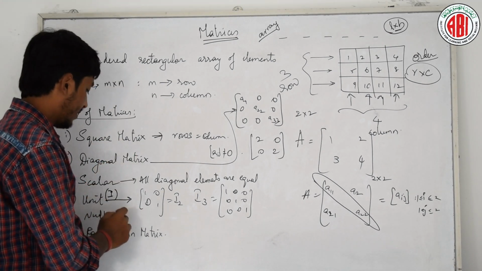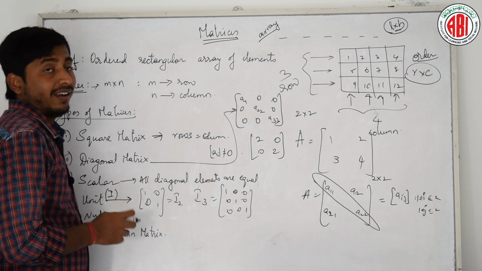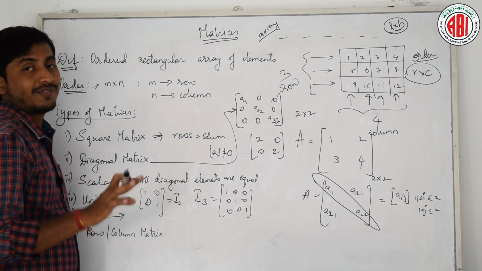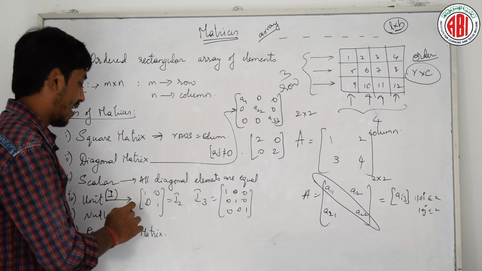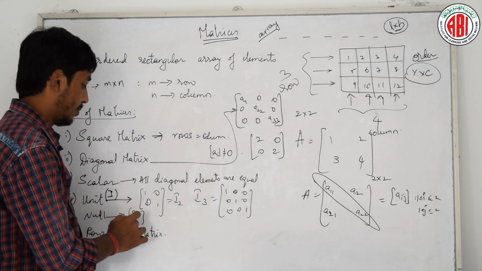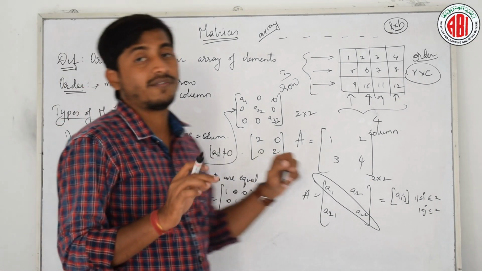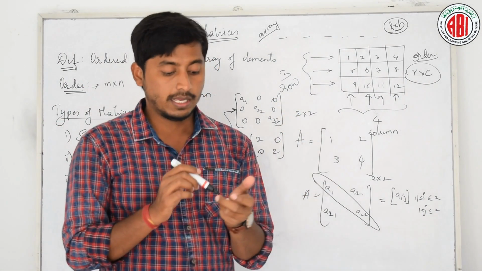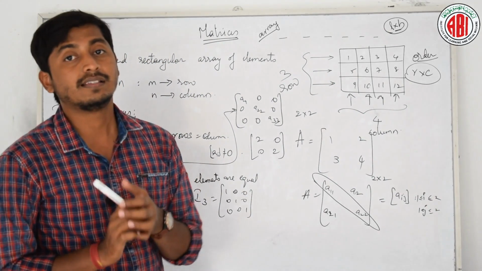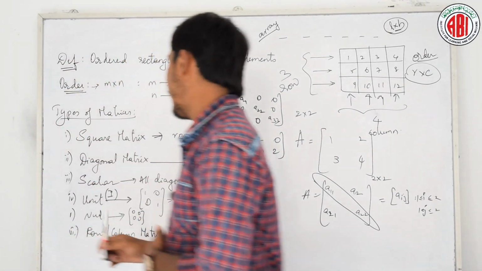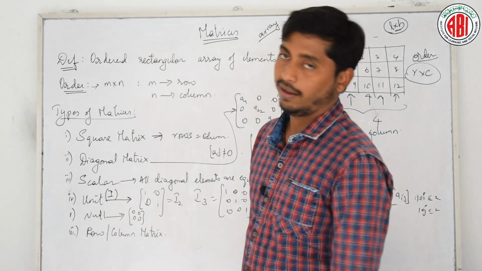Fine. Then what is a null matrix? Tell me. A null matrix can also be called a zero matrix, which means all the elements of the matrix are zero, irrespective of its order, irrespective of its number of rows or columns. If each and every element is zero, then we can call it a null matrix.